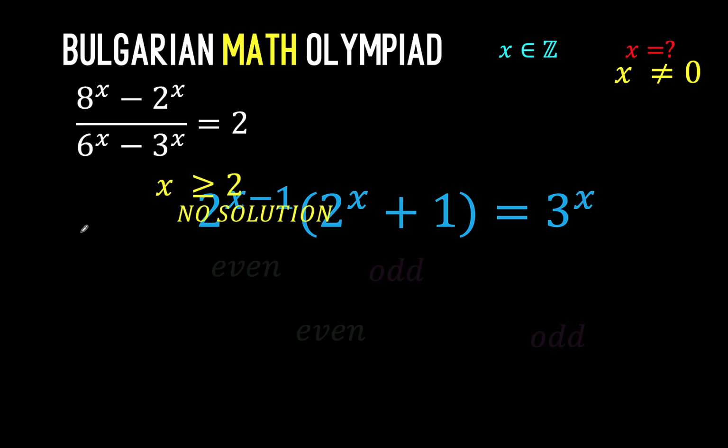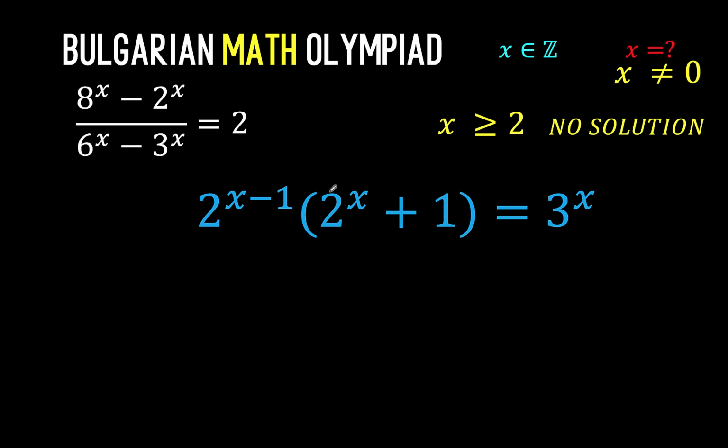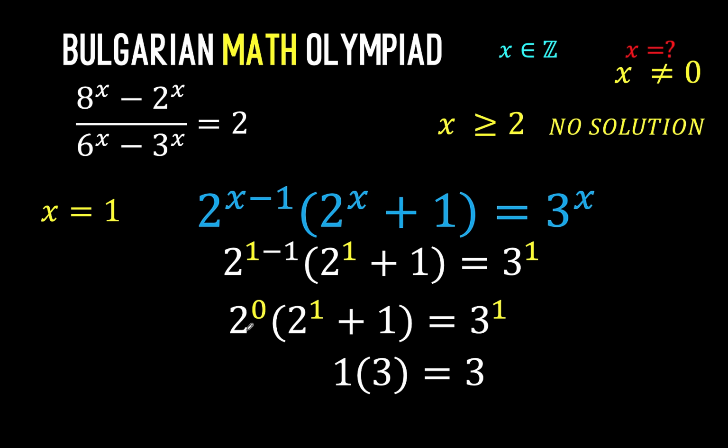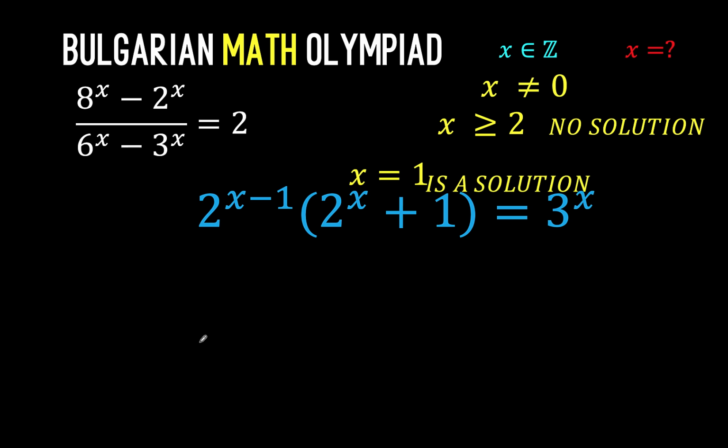So we now remember this result. X cannot be greater than or equal to 2 because there is no solution there. Now let's take a look when x is equal to 1. Substitute 1 for all instances of x, and simplifying, we have the left side is equal to 1 times 3, which is equal to 3, and the right side is also 3, which is a correct equation. Therefore, x equals 1 is a solution to this equation, and let's remember that result as well.